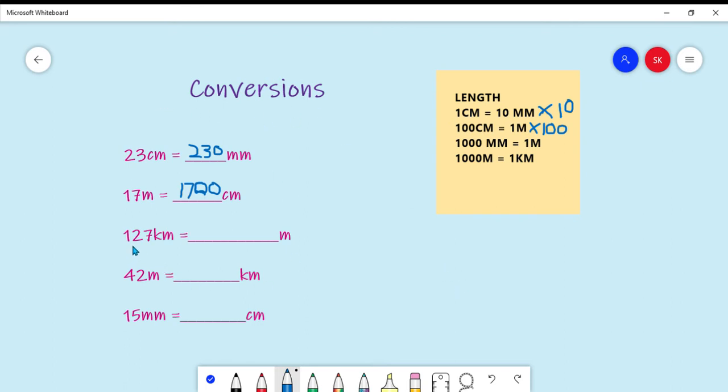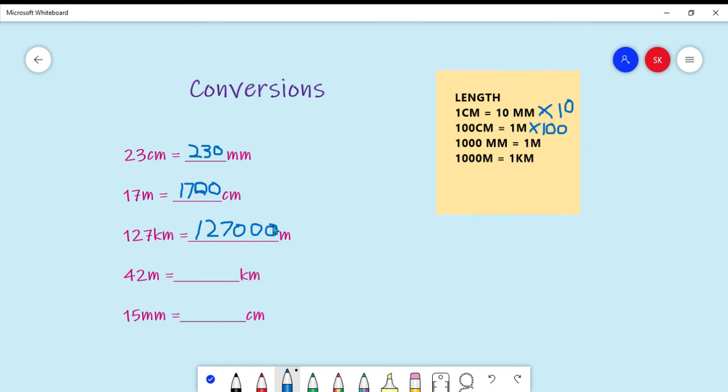Now, the next question, 127 kilometers is equal to how many meters? 127 kilometers is here, 1 kilometer is equal to 1000 meters and vice versa. So we replace 1 again by 127 kilometers, which when times by 1000 will give us our meter conversion. So the answer we get, 127 times 1000, will give us 127,000. So pretty straightforward conversions here.